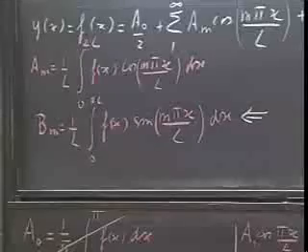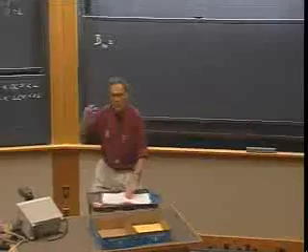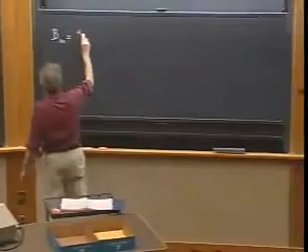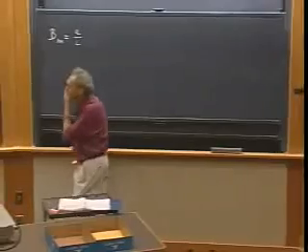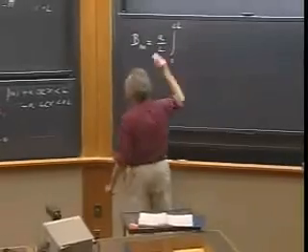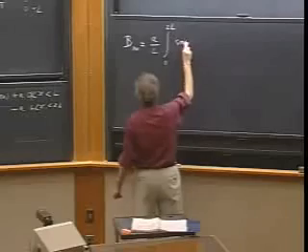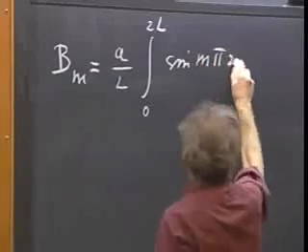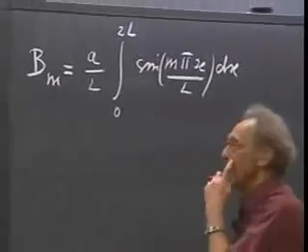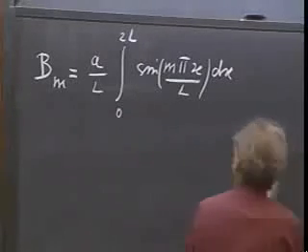And so we're going to get that B of m. Now the function is defined between 0 and L as plus A. So I can bring the A outside and put it here. And then I get the integral from 0 to 2L, and then I get the sine of m pi x divided by L dx. But that is not between 0 and 2L. You should have screamed, that is only between 0 and L.